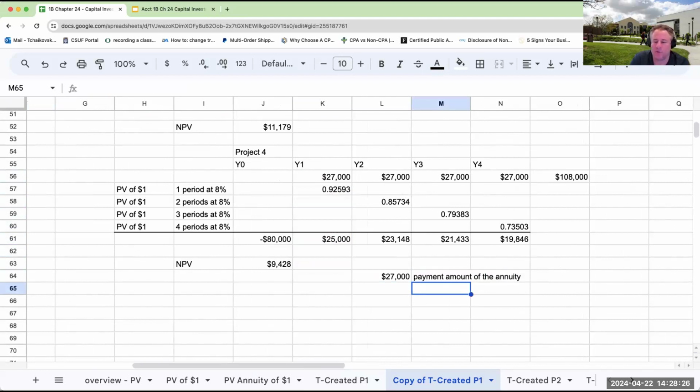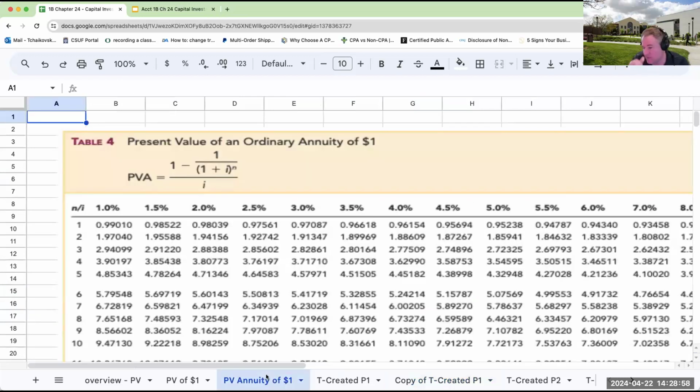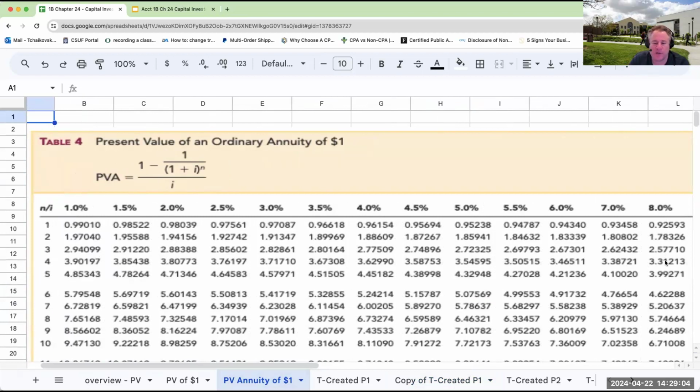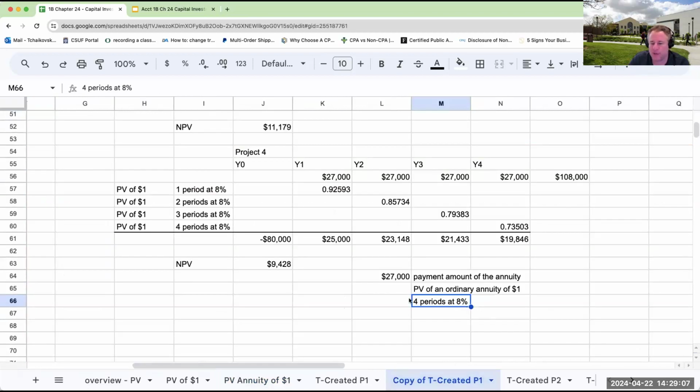So my payment amount of the annuity by definition is the same thing year after year. And instead of using the present value of a dollar, I'm going to use the present value of an ordinary annuity of a dollar. And this is going to be 4 periods at 8%. So again, it's an annuity. It's the same amount. And so what I need to do is to say, well, how many times is that annuity being paid? It's being paid 4 times. My interest rate is still going to be at 8%. 4 periods at 8% is 3.31213.